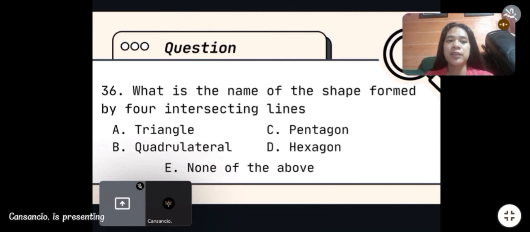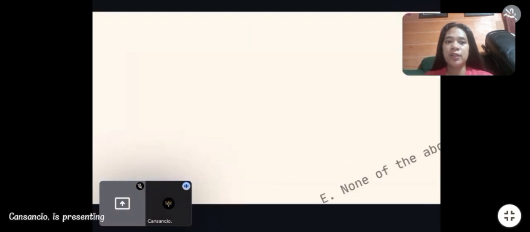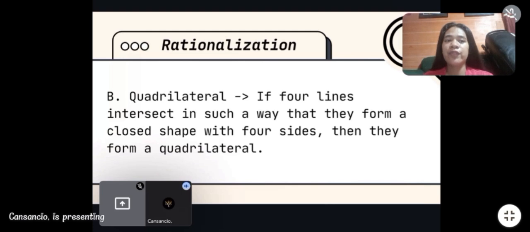Next, number 36. What is the name of the shape formed by four intersecting lines? A, Triangle. B, Quadrilateral. C, Pentagon. D, Hexagon. E, None of the above. The correct answer of this question is letter B. If four lines intersect in such a way that they form a closed shape with four sides, they form a quadrilateral.